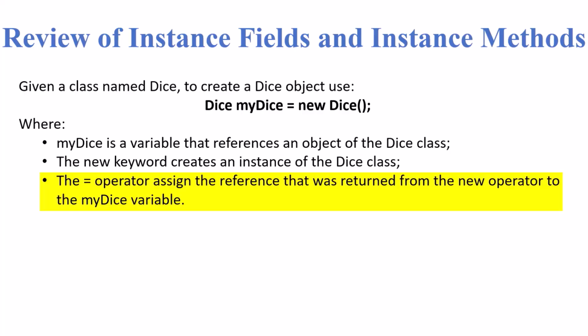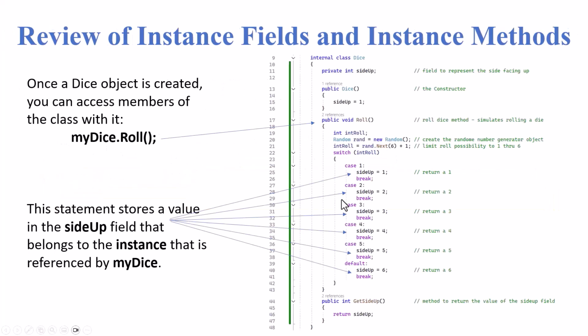What does all that mean? Well, it means this. Once the dice object is created, you can access members of the class with the myDice dot roll. So we've created that Dice class here. And if we instantiate it, we then can get at the roll right here by actually doing the roll, which does nothing more than create a random number generator, creates a number between 0 and 5, to which we add 1, so we get 1 through 6, just like the sides of a dice.